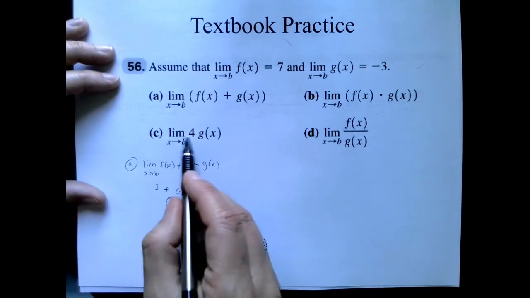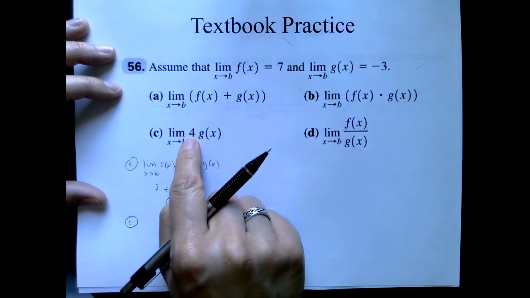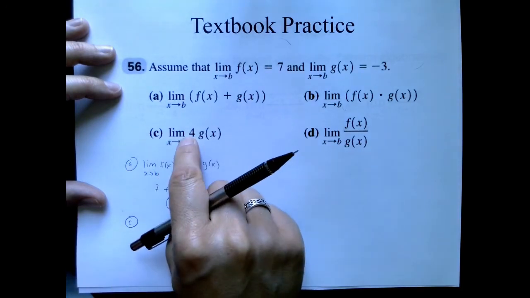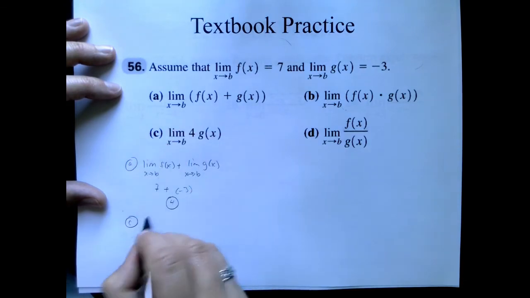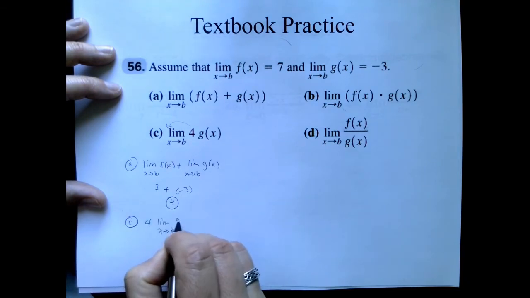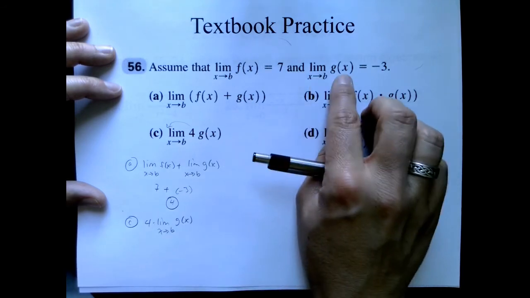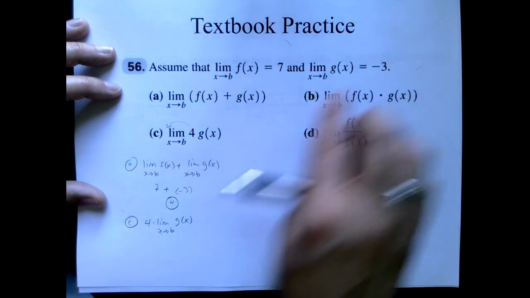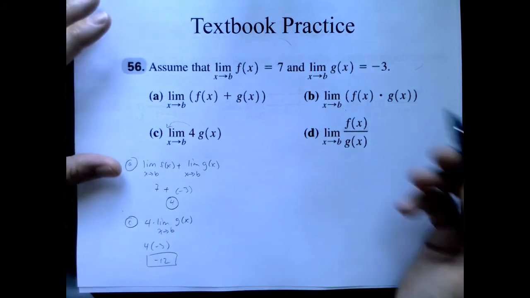Now, let's look at C. So this is that constant multiple rule. So this is asking for the limit of 4 times g of x as x approaches b. So I can rewrite it with the 4 out front, just like that. So this means I'm going to do 4 times the limit of g of x. So I go over here and I look and see the limit of g of x as x approaches b is -3. So this becomes 4 times -3. So this is -12. All right, let's keep going.